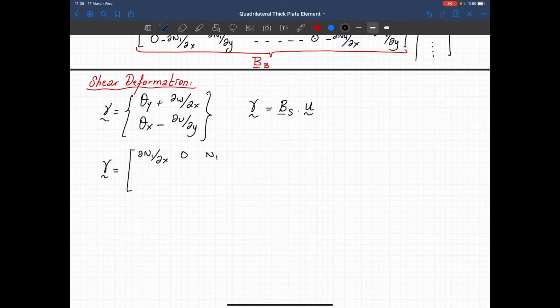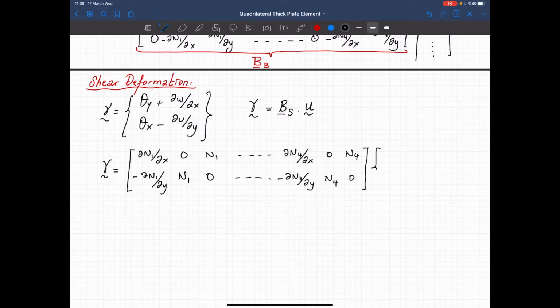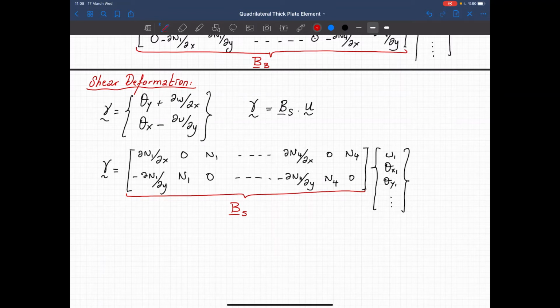The second row, minus del n1 over del y. I got theta x here, n1 and 0. And for the fourth node, I'll just write that del n4 over del x, 0 and n4, minus del n4 over del y, n4 and 0, multiplied with the nodal displacements. And this matrix is the Bs, the B matrix for shear, strain displacement relationship.